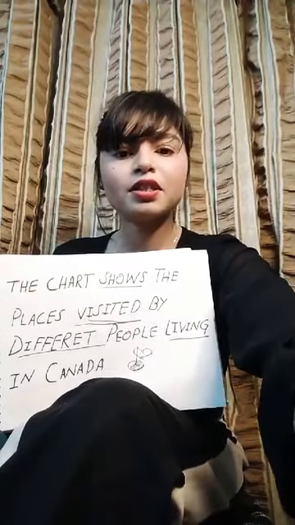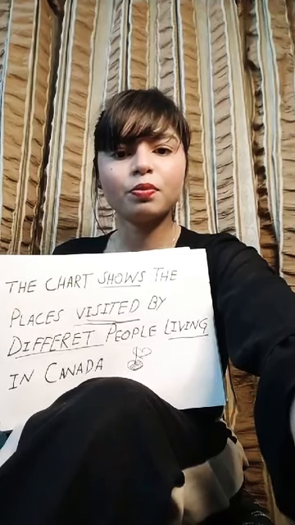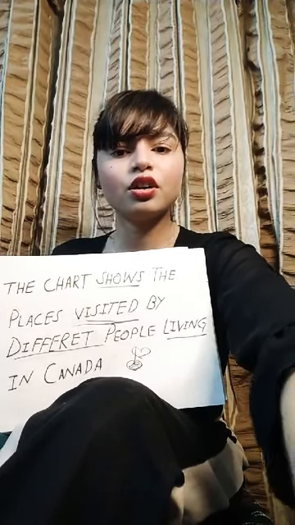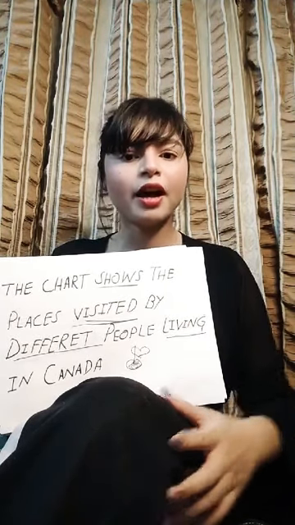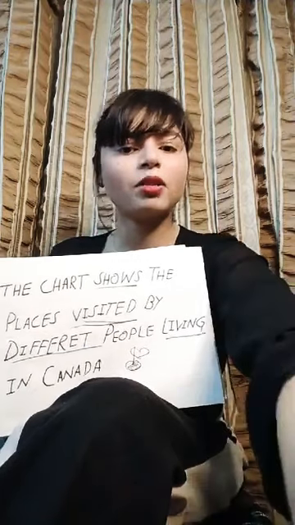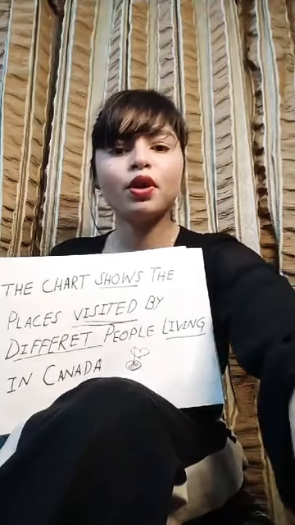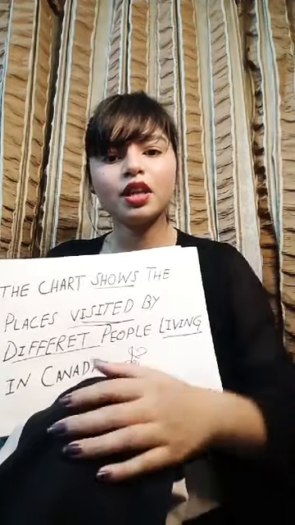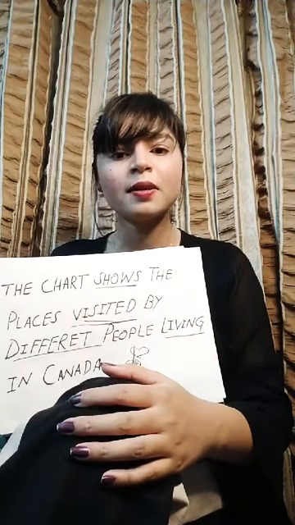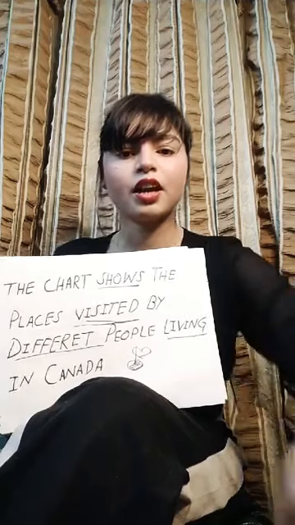Muhammad is saying the places explored by the various people residing. The chart depicts information. Prakash is here. Gajranth is saying that the chart depicts the information about the locations explored by Canadian citizens. Not bad, not bad. Okay, the chart illuminates the places explored by various people residing in Canada. Not bad, not bad. Okay, Akbar is saying the chart shows places those are explored by people settled in Canada.